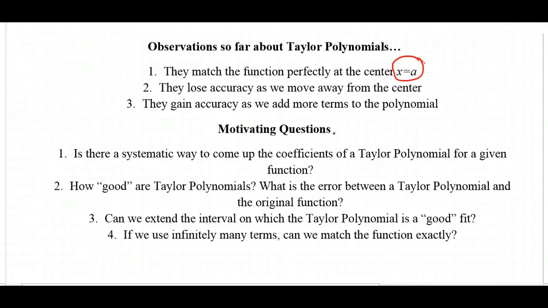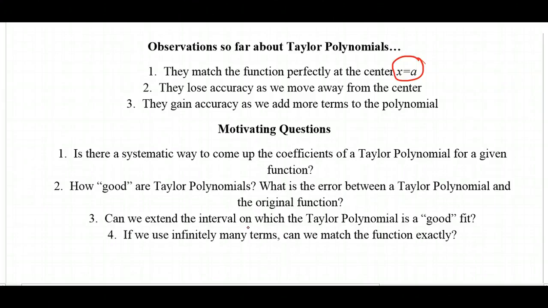So now let's talk about where we're going, some motivating questions. First, is there a systematic way to come up with the coefficients of a Taylor polynomial for a given function? At first, on that sine function, we just sort of guessed a cubic polynomial, but we want to come up with a systematic way to find those coefficients because guessing isn't very efficient. The second motivating question is, how good are these Taylor polynomials going to be? What is the error between a Taylor polynomial and the original function we were trying to approximate?